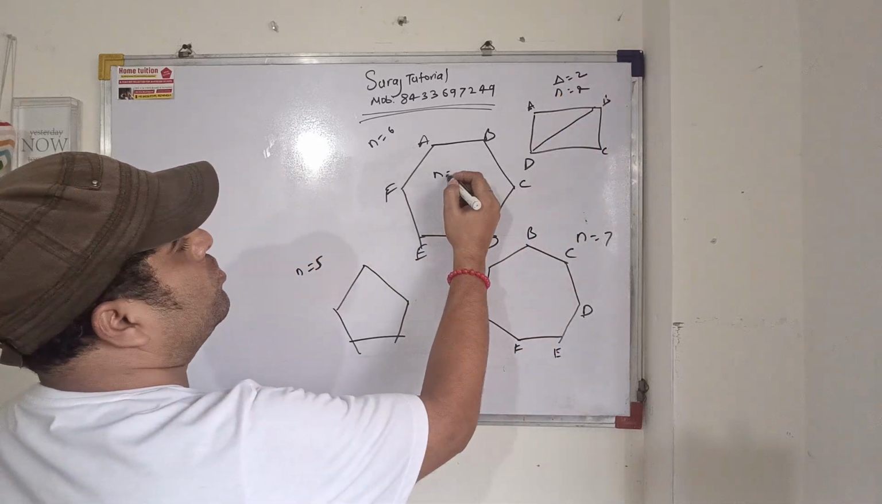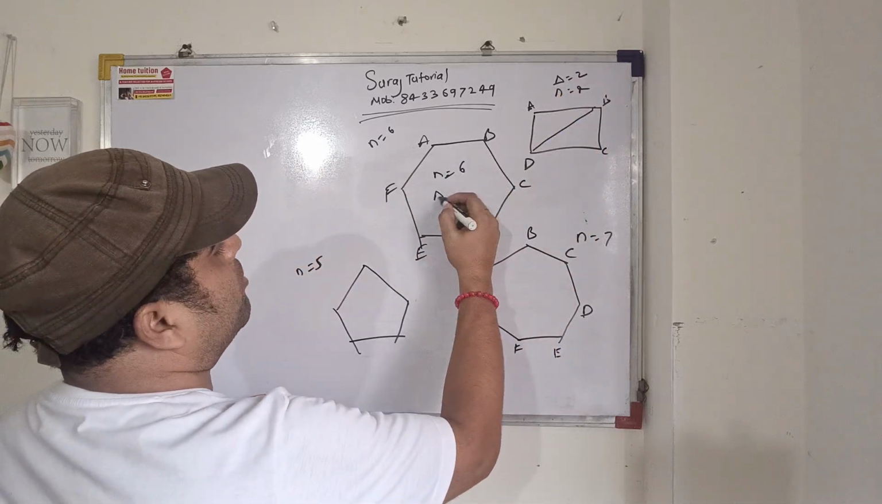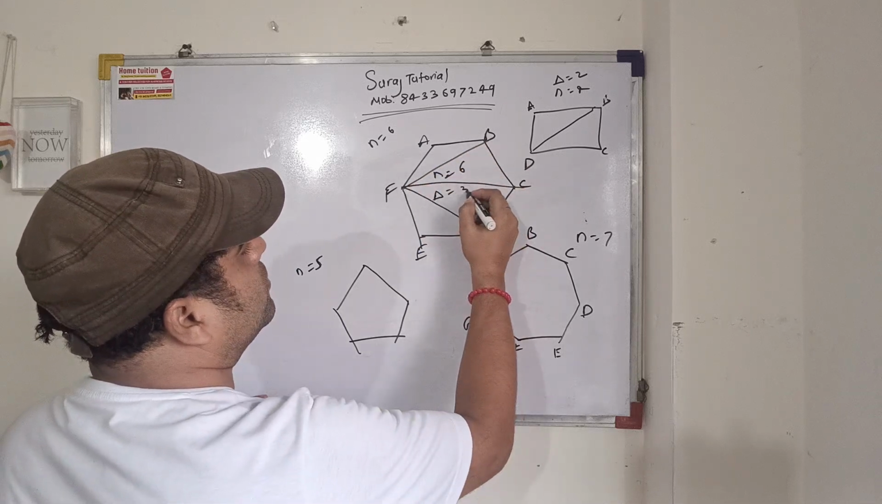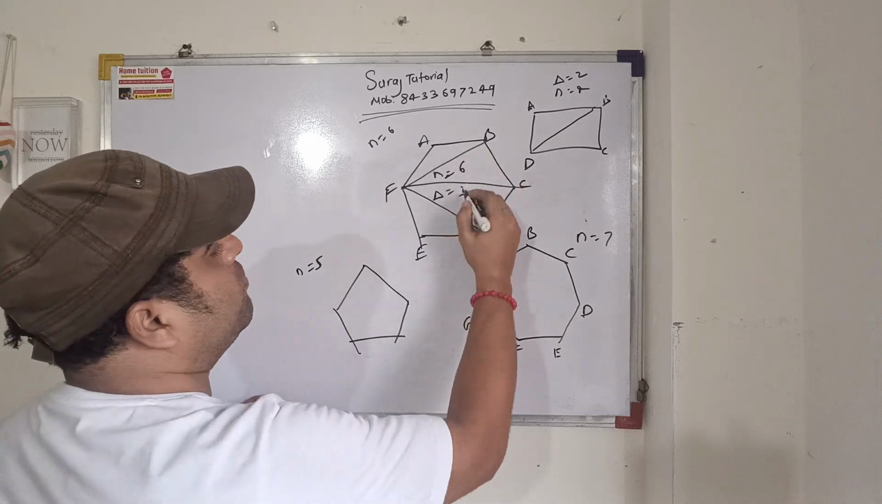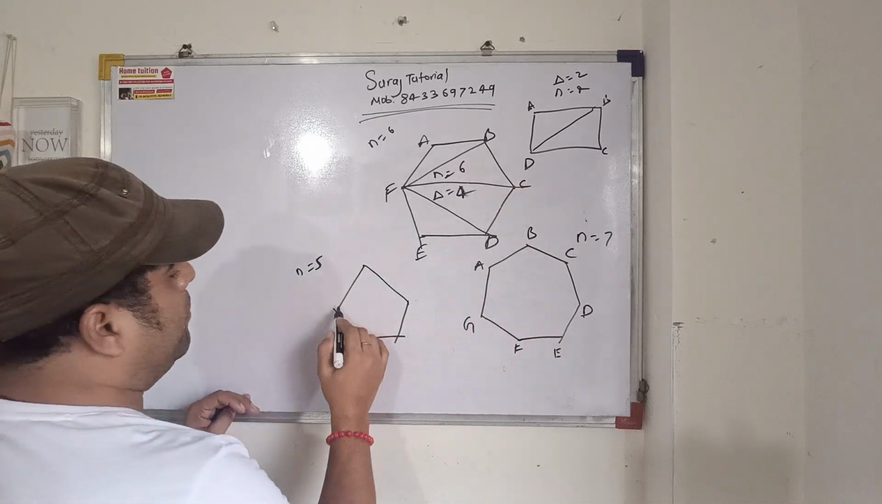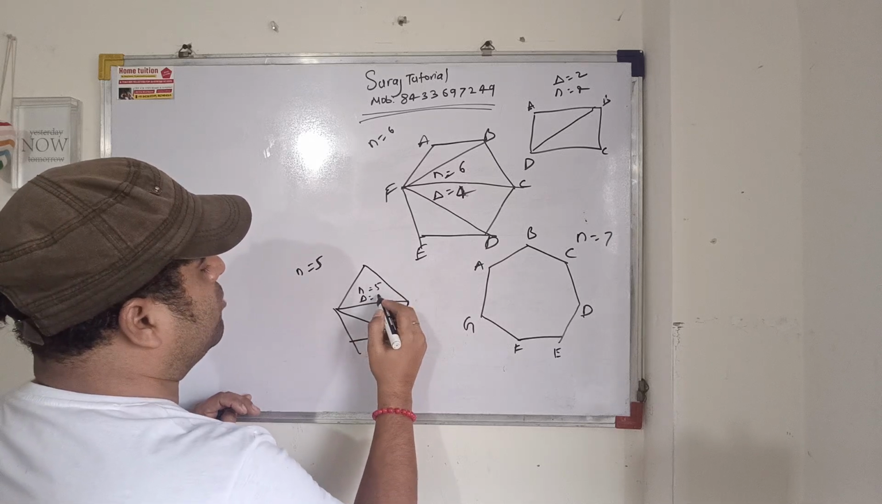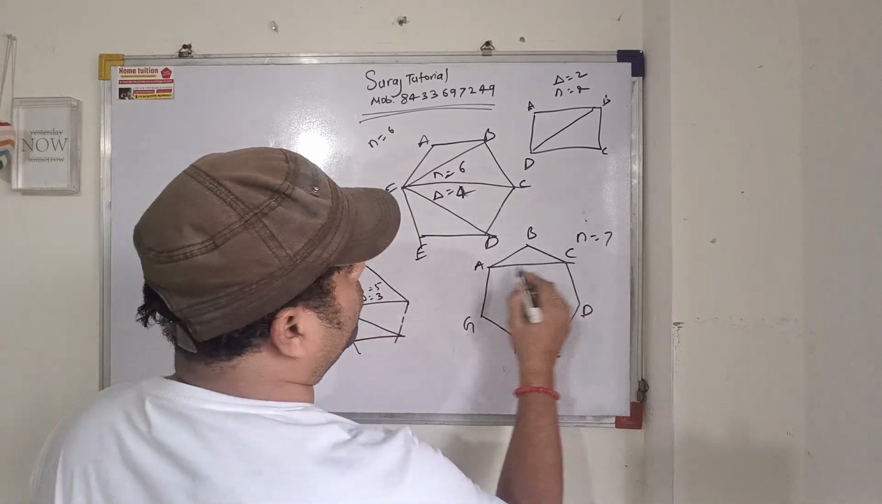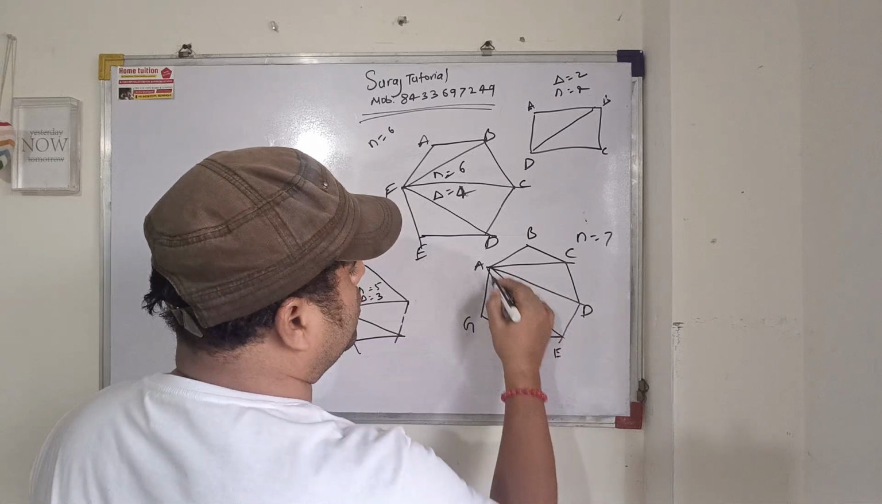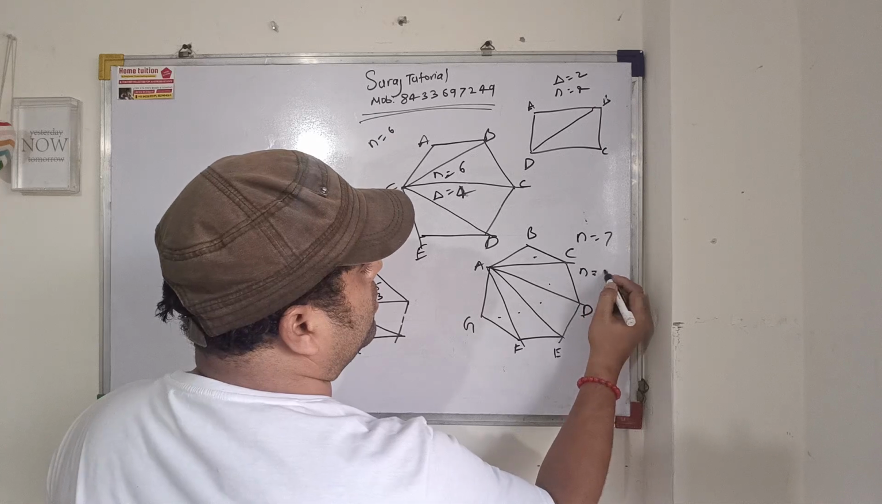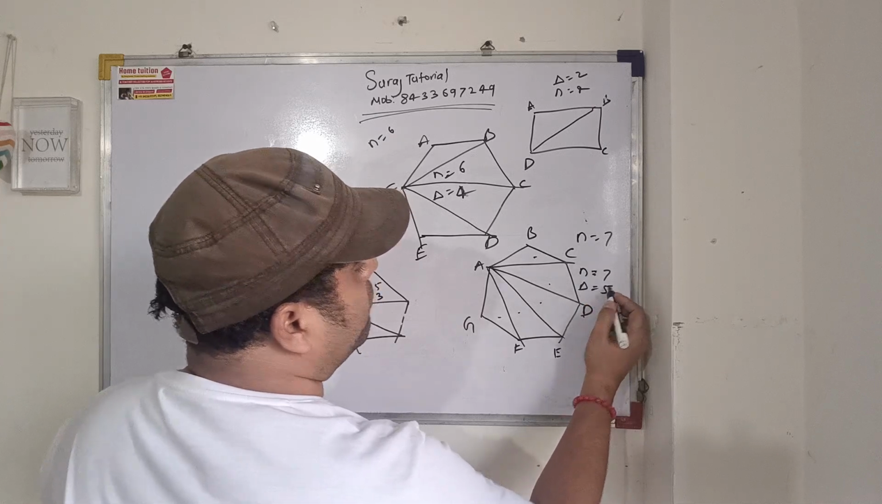Here n is equal to how many? 6. The number of triangles you get, 1, 2, 3. Oh, sorry, 4. 1, 2, 3, 4. If pentagon, if n is equal to 5, the number of triangles you get is 3. Here 1, 2, 3, 4, 5. If n is equal to 7, the number of triangles we get is 5.